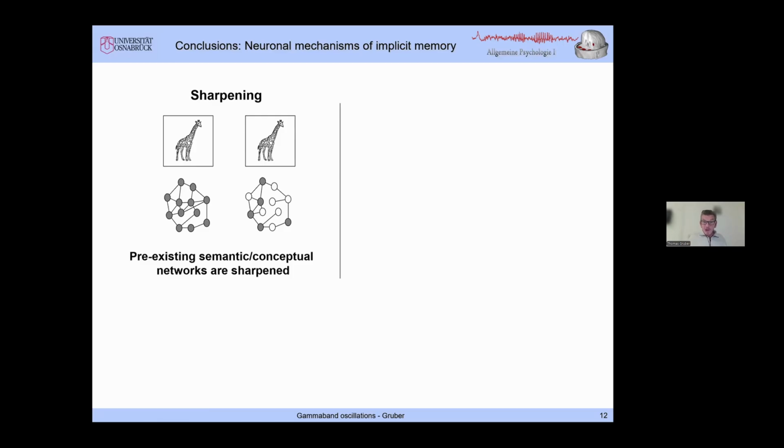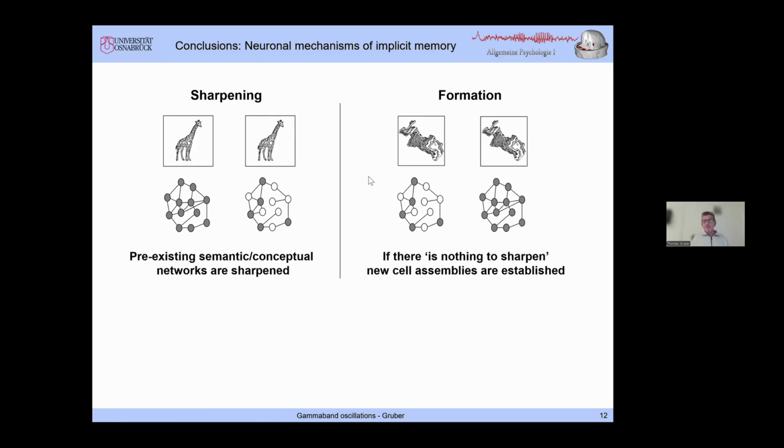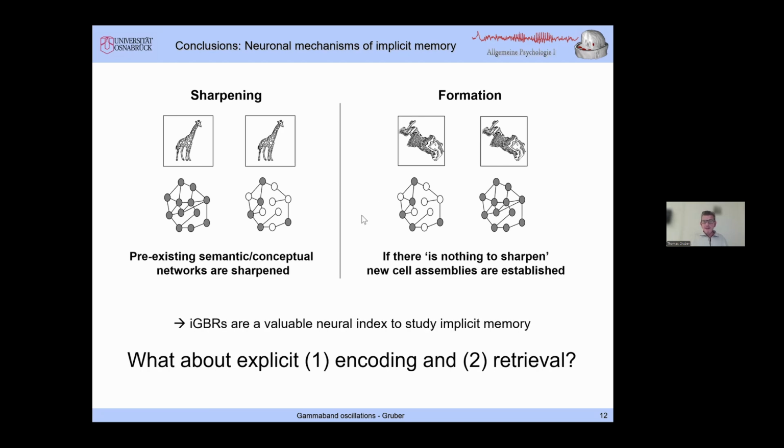However, in contrast, when you repeat an unfamiliar object, there is nothing to sharpen for these unfamiliar objects. So a new cell assembly has to be established. That's the formation of a cell assembly, and that's what you see as an increase in the gamma band response. So to draw a brief interim conclusion, these induced gamma band responses are a valuable neural index to study implicit memory, this very simple form of memory.